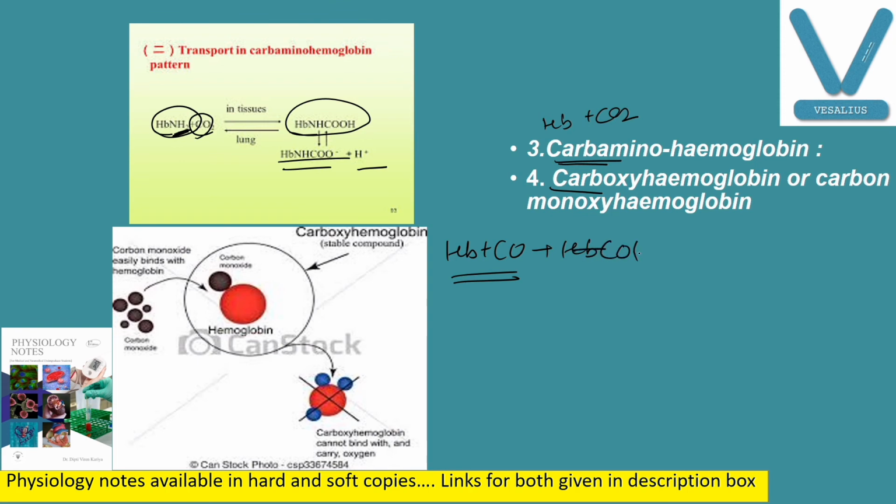Okay, COHb here. And the affinity of carbon monoxide is much more than the affinity of oxygen. Because of this, oxygen is displaced from the hemoglobin, reducing the oxygen carrying capacity of the blood. What happens when carbon monoxide binds with the hemoglobin? It releases oxygen, and therefore the oxygen carrying capacity of hemoglobin is reduced.